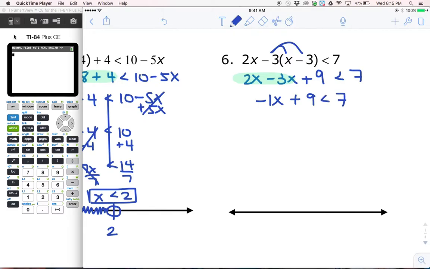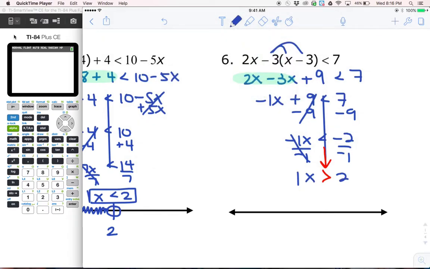I'm going to go ahead and subtract 9 from both sides of my inequality. So now I've got negative 1x is less than negative 2. Divide out that negative 1. Don't forget to flip your inequality, right? You just divided by a negative again. And now I've got x is greater than positive 2. So on my inequality, I have an open circle because this or equal to line isn't there, and we are shading to the right.